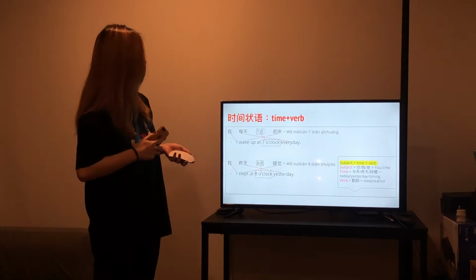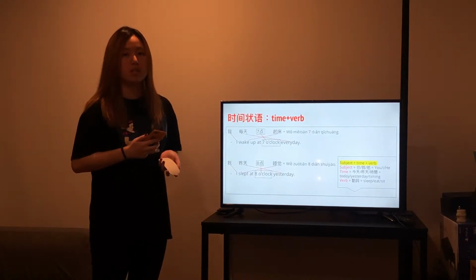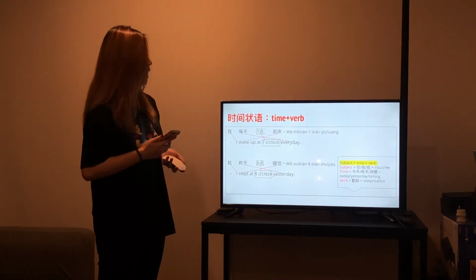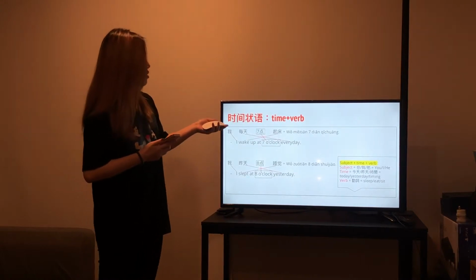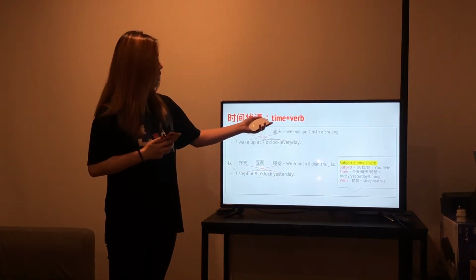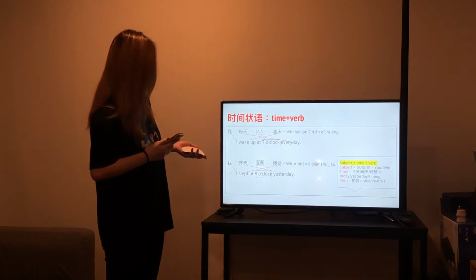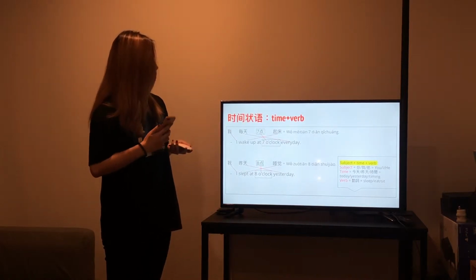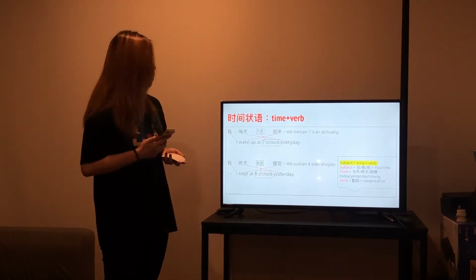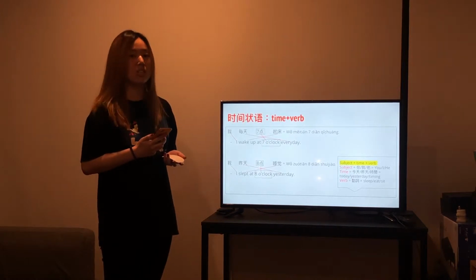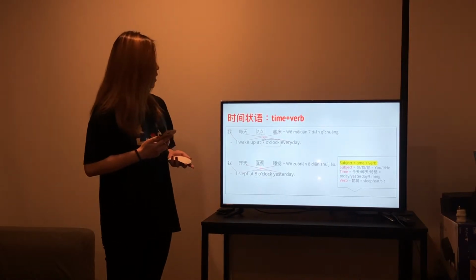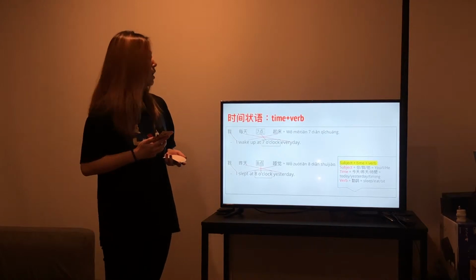After that, we need to learn some sentences about the time. First of all, we can show the time plus the vocab. Have a first example: 我每天7点起床. This means I wake up at 7 o'clock every day.